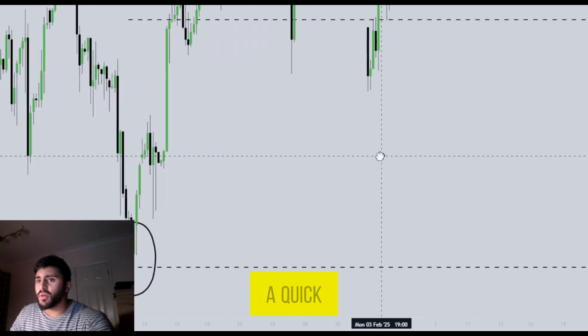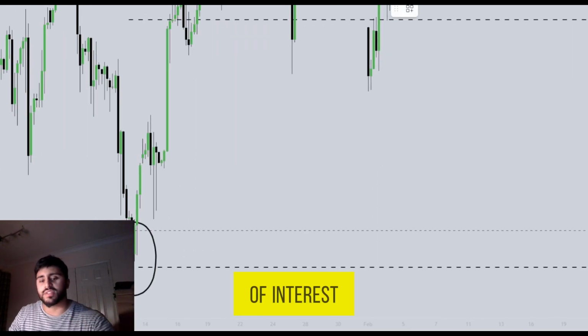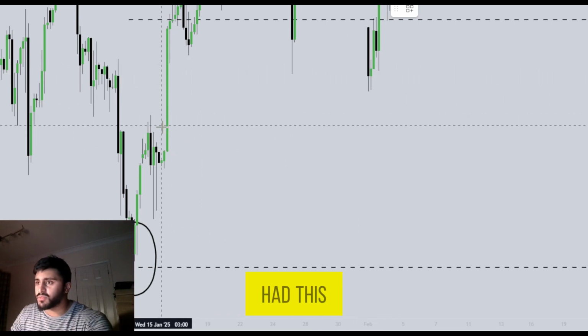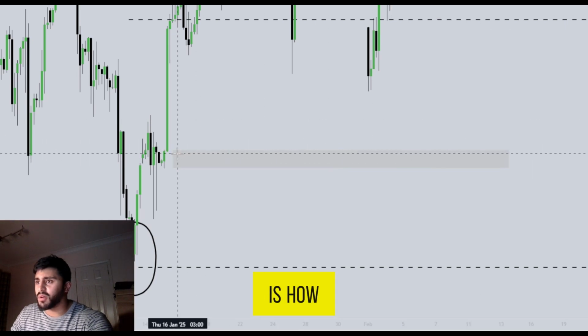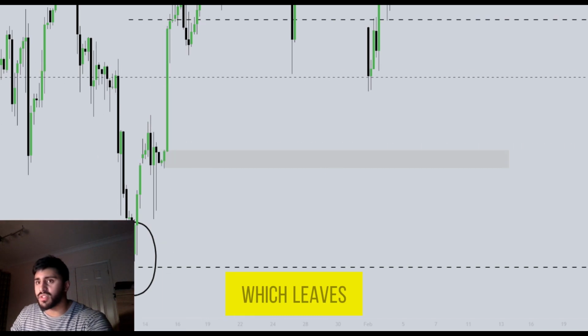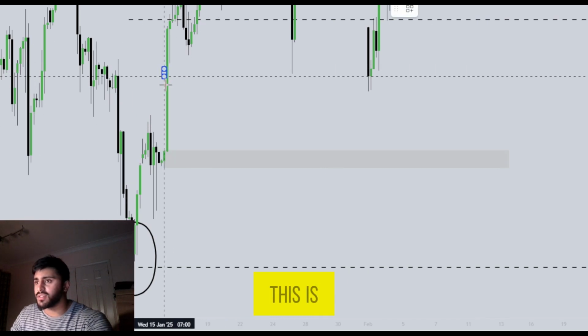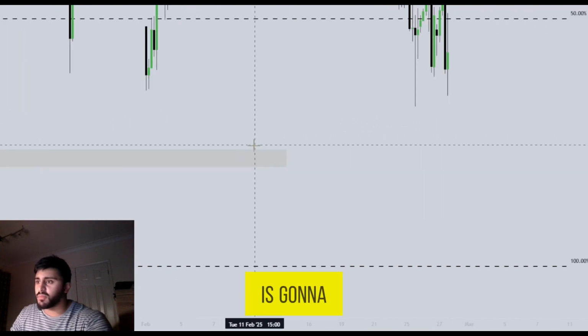So just a quick one on this. How do I find my POIs? How do I find my points of interest? How do I find areas that I want to be targeting on the lower time frame? So we had this big fair value gap over here, but we had the POI. This is how I mark out my POI. It is essentially the last candle before the big push, which leaves an imbalance. To make this very clear, this is the fair value gap over here. The fair value gap is in blue, and this is going to be our POI.